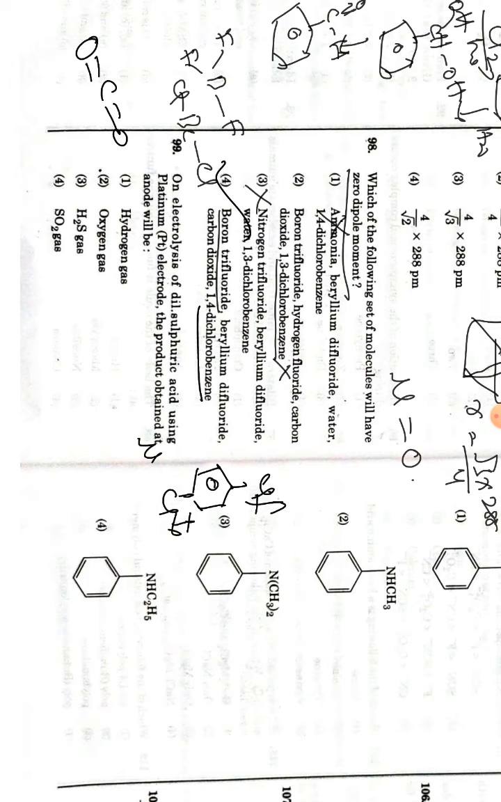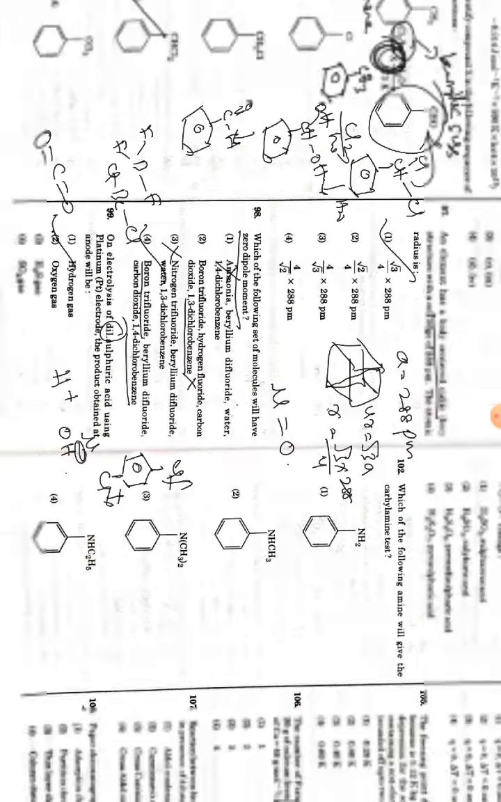You see the 99th question, you need not apply that much brain over here. He is asking dilute sulfuric acid. It means it may contain excess of H plus and OH minus. At the anode, OH minus if it is present, oxygen gas is eliminated.